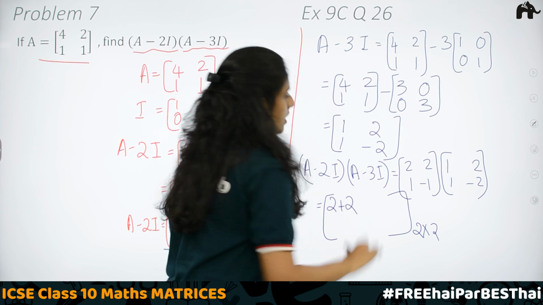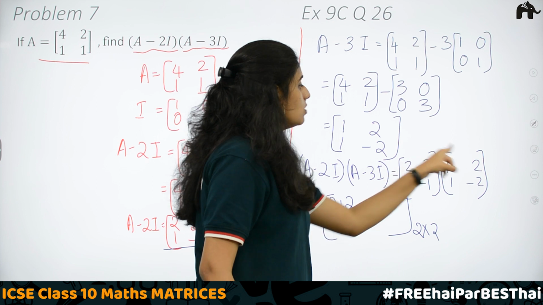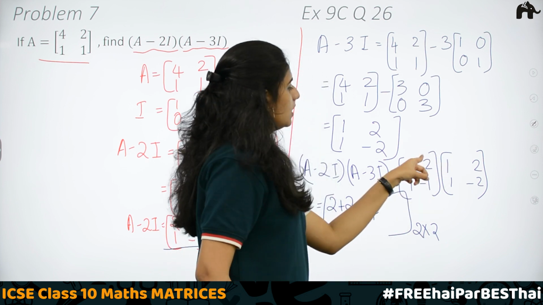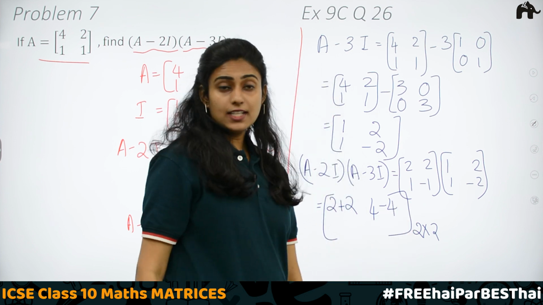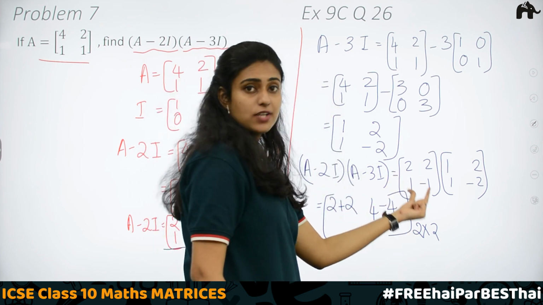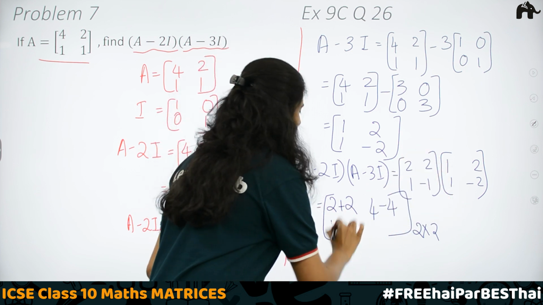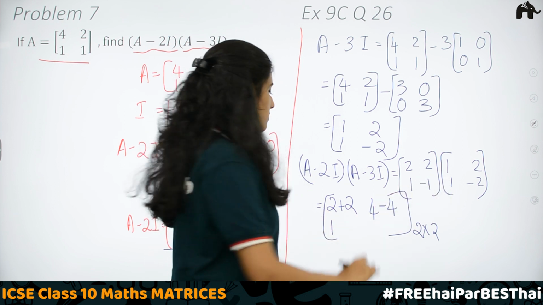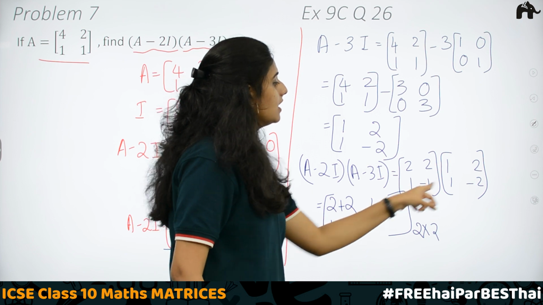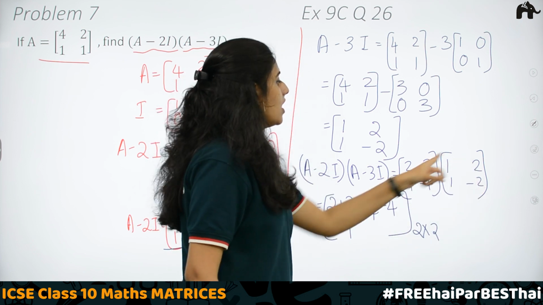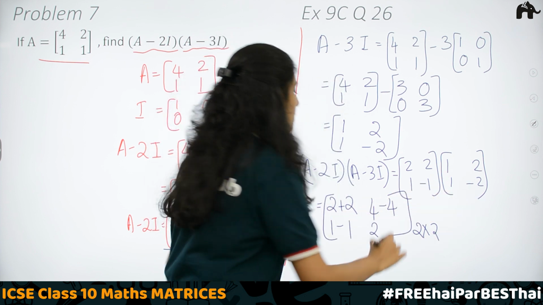First row and the first column: here we have 2 and 1, 2 into 1, 2, plus 2. To get the second element, we have to consider the first row and the second column. 2 into 2, 4, then 2 into minus 2, which is minus 4. To get the third element, we have to take the second row of the first matrix and the first column of the second matrix. 1 into 1, 1, minus 1 into 1, minus 1. To get the fourth element, we have to take the second row and second column. 1 into 2, 2, minus 1 into minus 2, which is plus 2.